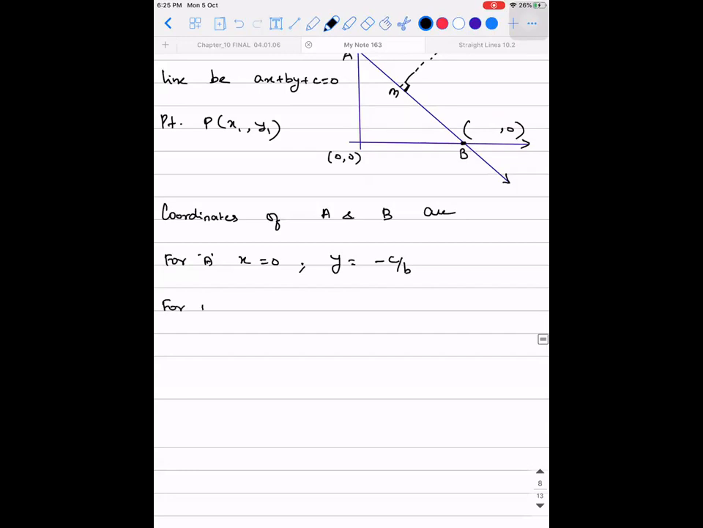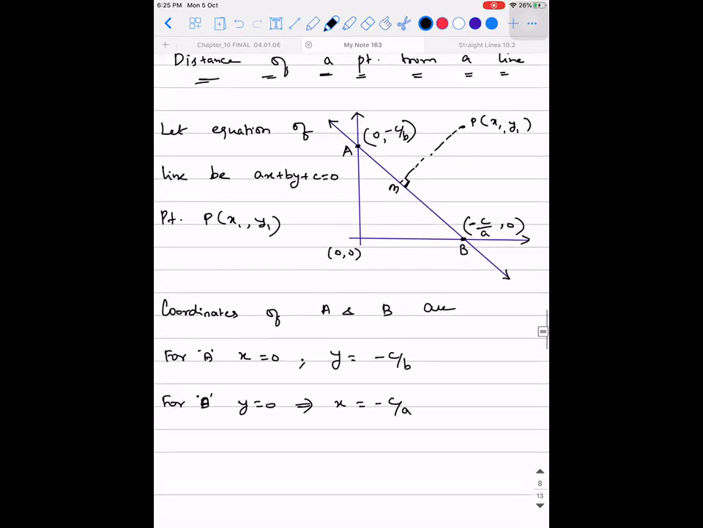Similarly for B, we'll put y is equal to 0, which implies x is equal to minus c by a. So this point is minus c by a comma 0. I hope you're able to understand.